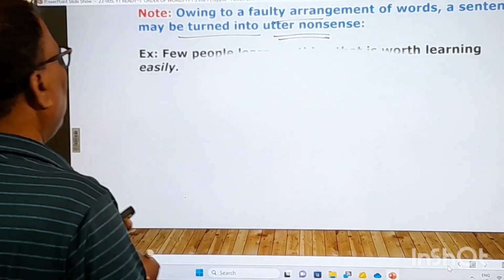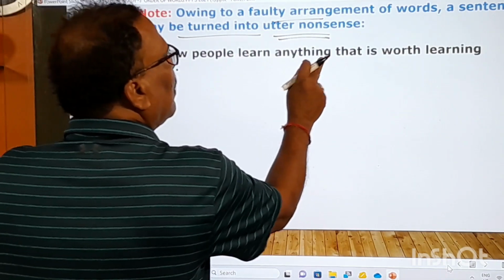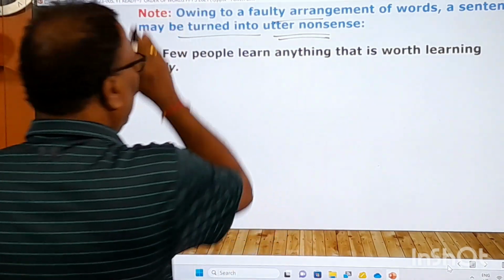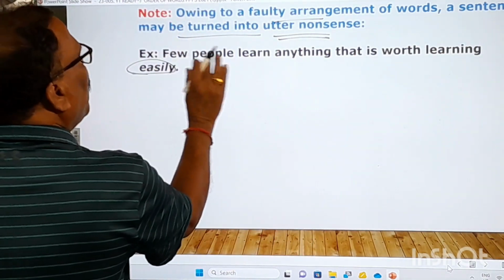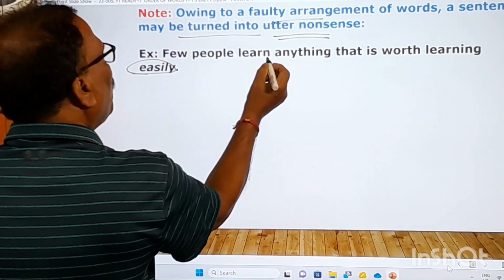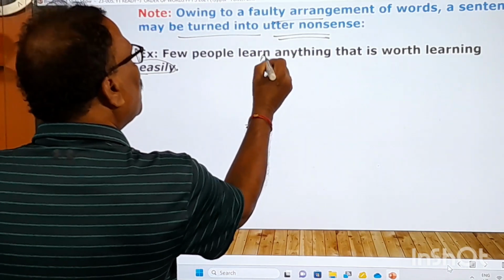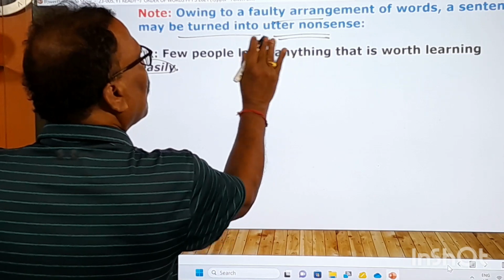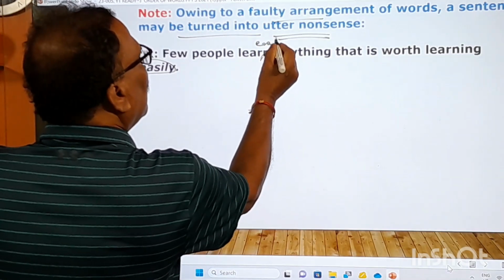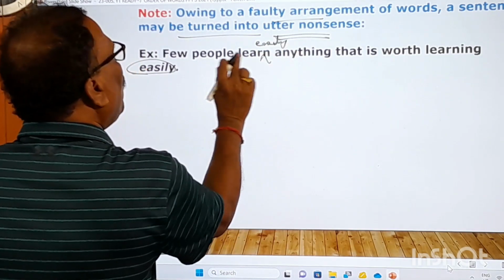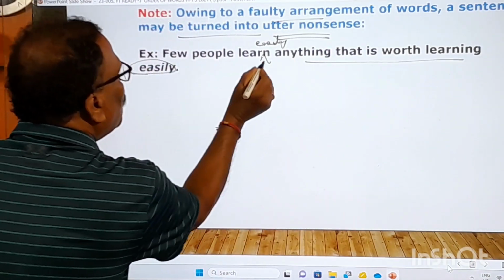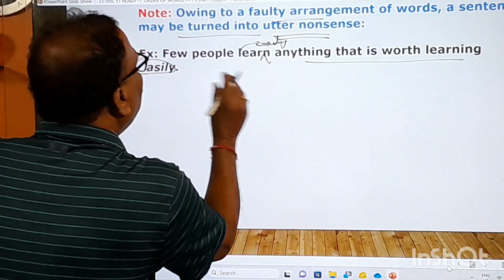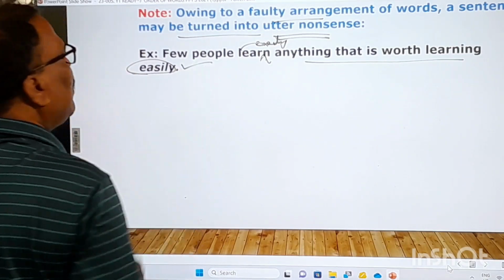Just look at this. Few people learn anything that is worth learning easily. Here you pay attention. Easily is a word. Few people learn, okay, few people learn easily. Here it should be easily, right? Few people learn easily anything that is worth learning. This word is supposed to be here after learn, but here he has used it at the end.